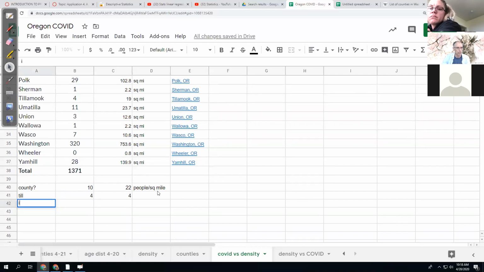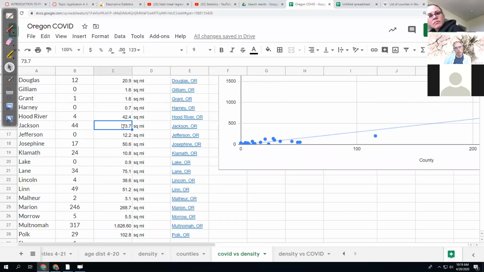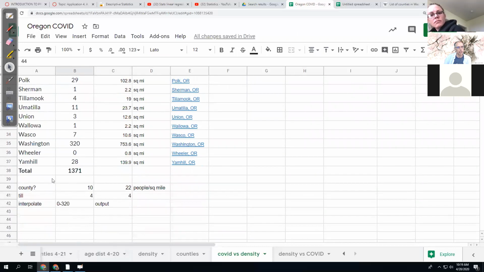So again, interpolate, and again, this is in the book too, is within the data set. So that would be picking something between 0 up to 320, and plugging it in and see what I got for output. Does it make sense to interpolate with this? Since it has a strong correlation coefficient, then I should be able to predict, given the square miles of a county, how many cases they should have had on that day. Extrapolate means to go outside of the data set.